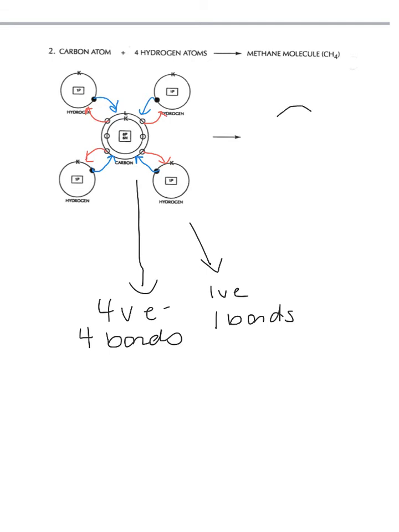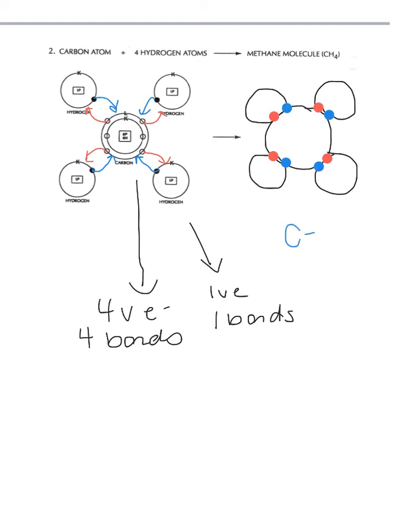What this ends up looking like is a crazy Mickey Mouse shape at first, and then eventually it looks like all of these atoms join together, sharing these electrons and creating a bond. So if you were going to write this, this would be a carbon bonded to 4 hydrogens. And that is what covalent bonding is.